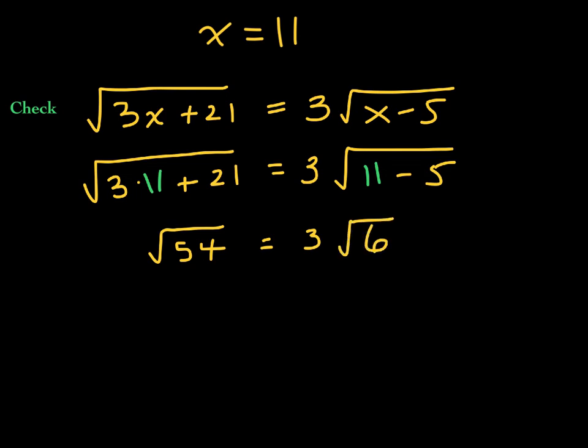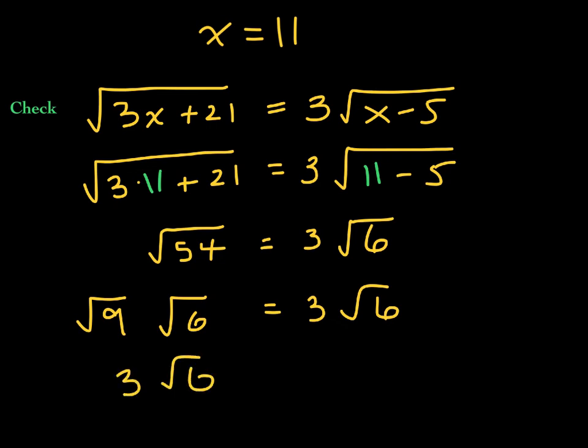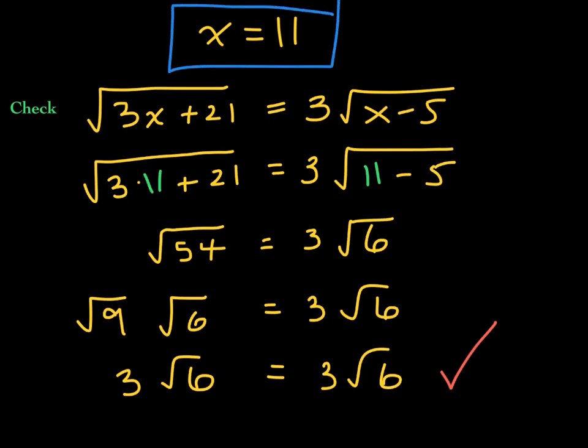The left-hand side by the product rule for radicals can be rewritten as the square root of 9 times the square root of 6. The right-hand side is just 3 root 6. The square root of 9 is 3, so it's 3 root 6 on the left, 3 root 6 on the right. These are definitely equal to each other. It checks out. So now I can go to my proposed solution and say, yep, x equal to 11 is indeed the one and only answer.